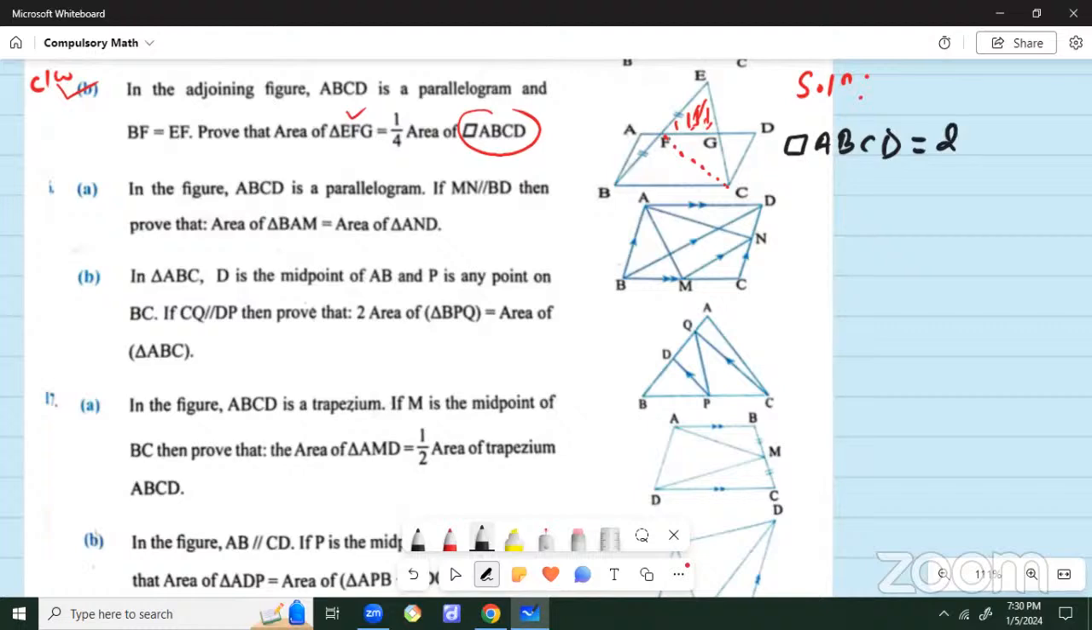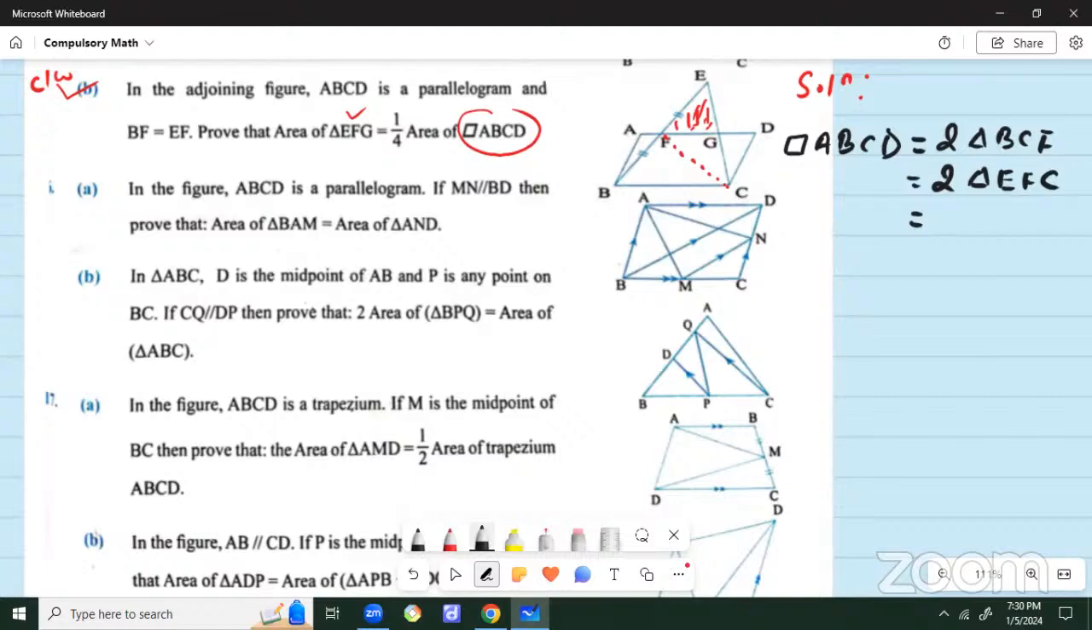Can we write it as 2 times triangle BCF? Yes, sir. And which triangle is equal to BCF? Which triangle? EFC, right? Okay, yes, right, sir. EFC.